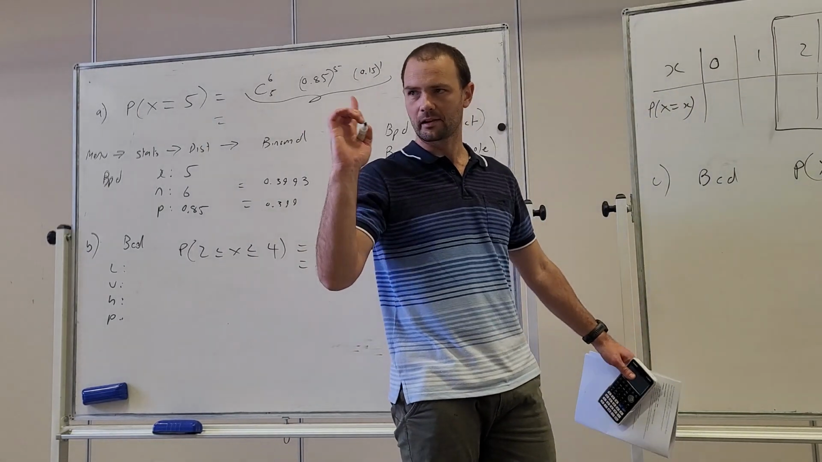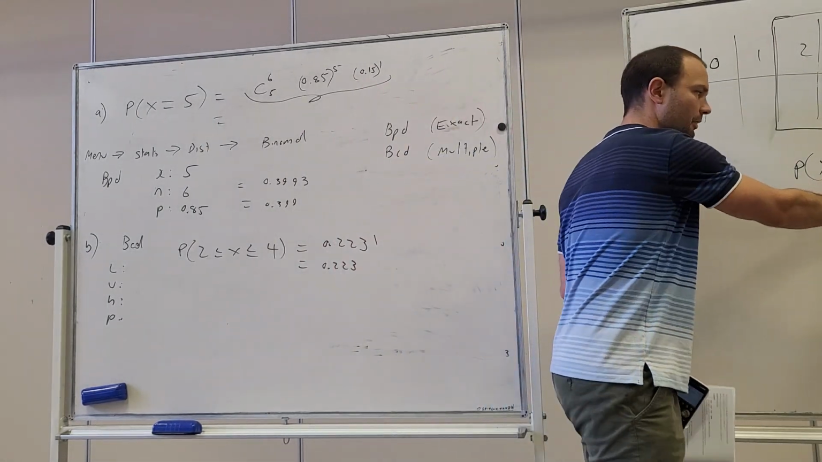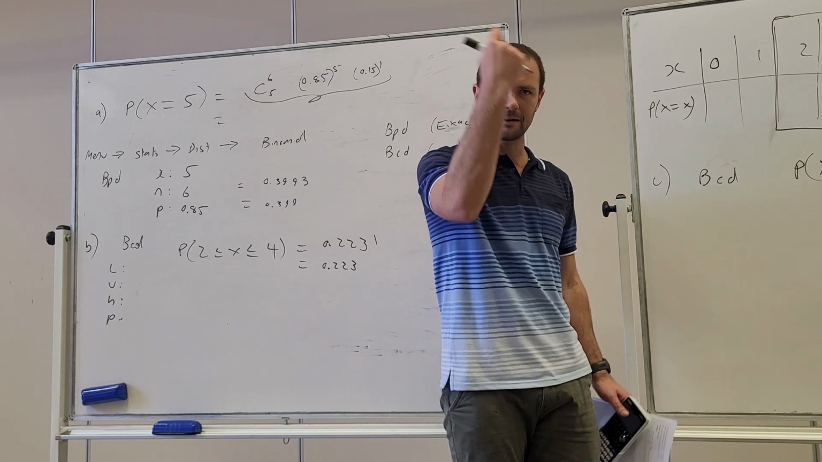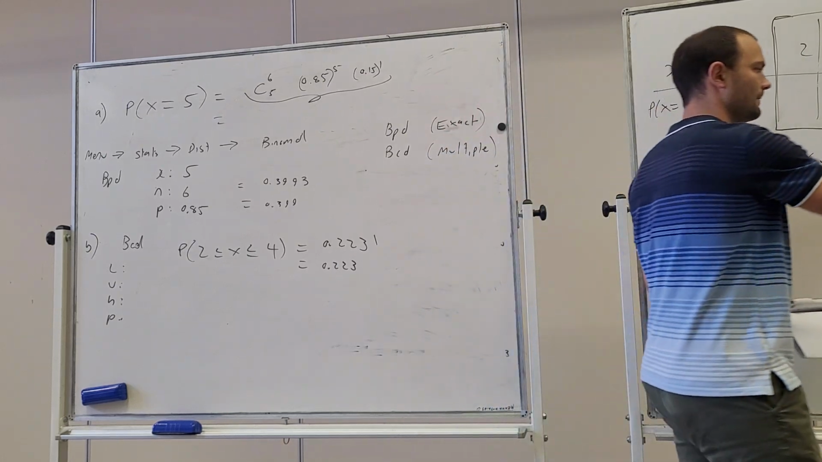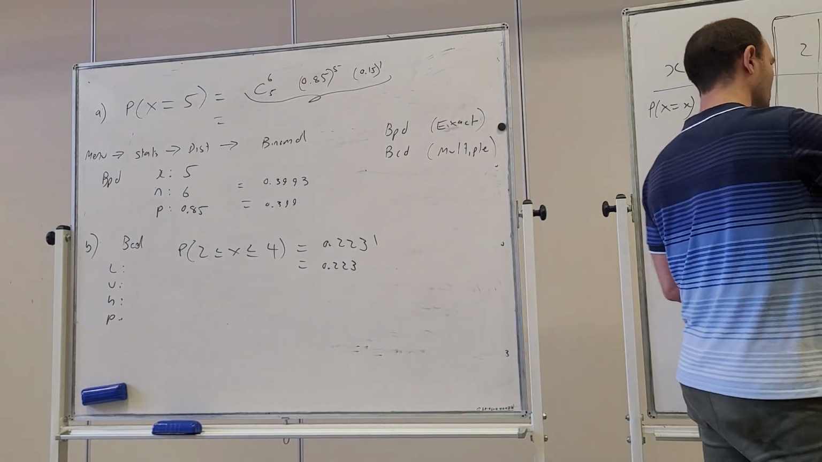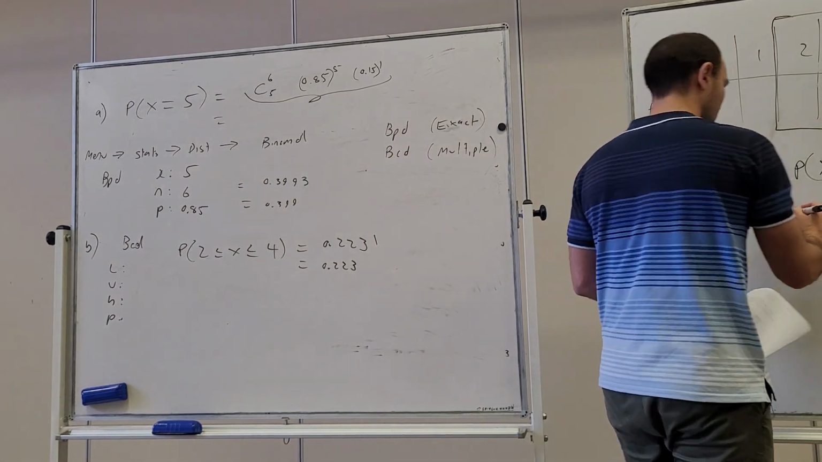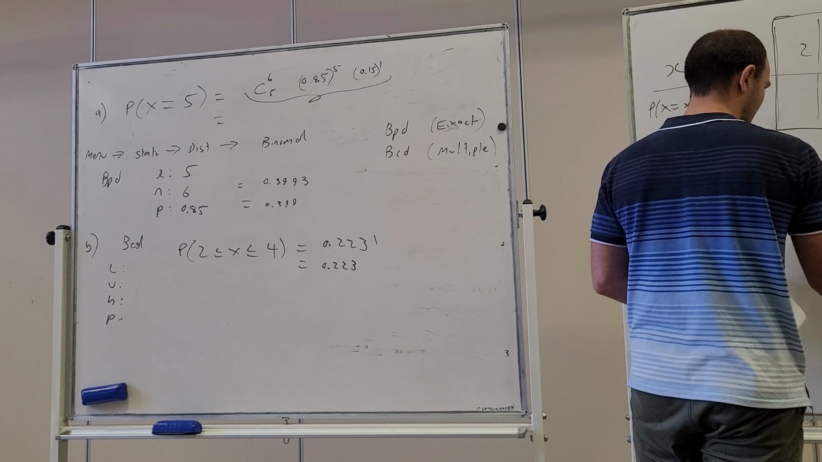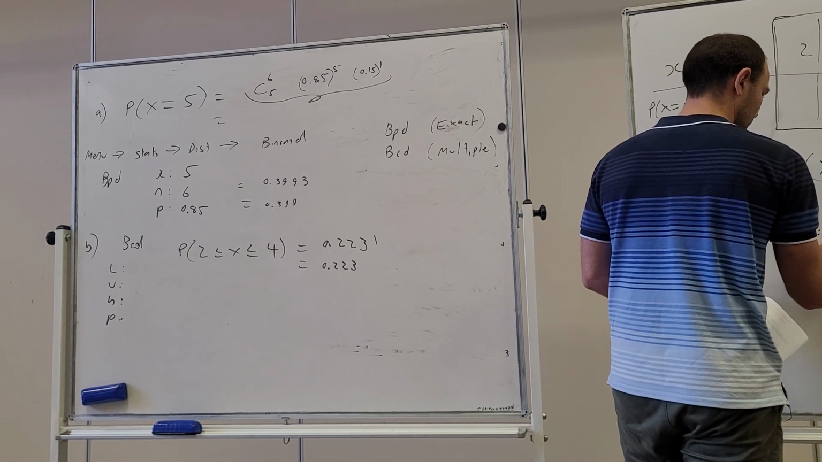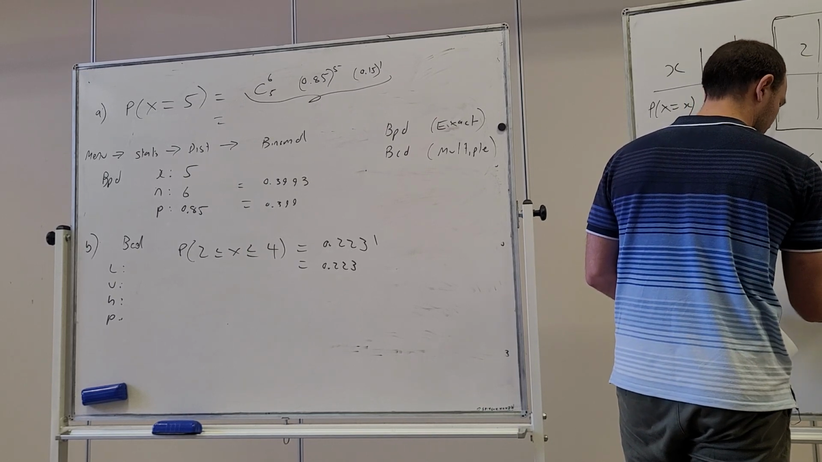I just want to make a clear link there. Less than 3, remember we're talking about discrete values, so that means it has to be value 0, 1, or 2. And so the way we calculate that, BCD, our lower boundary is 0, upper boundary is 2, number of trials 6, and probability of success 0.85.